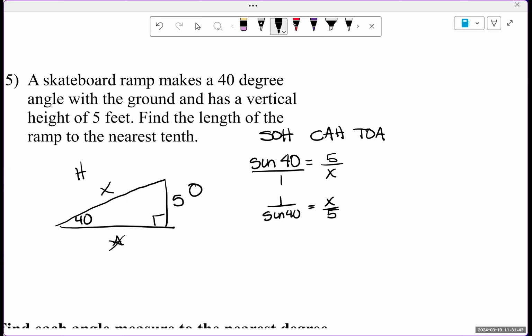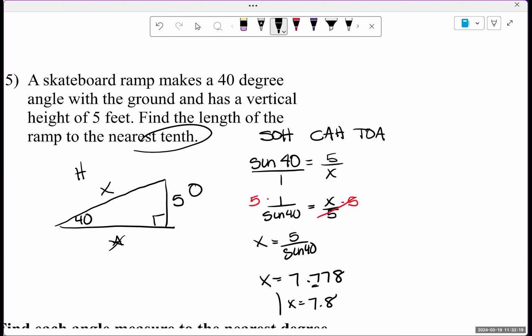Now, how can I isolate my variable? Multiply by 5. Grab your calculator. 5 divided by sine 40. Notice sometimes you're multiplying those two things and sometimes you're dividing. 5 divided by sine 40 is 7.778. Round to the nearest tenth, 7.8.